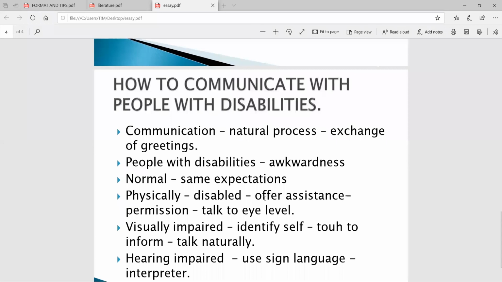Okay, so you explain that, and then maybe normal people also sometimes get uncomfortable when we see them. We don't know how to approach them. We don't know how to give a proper greeting, right? So that will be the second point. Actually, you can combine them into one paragraph and then come up with another paragraph. Okay, normal, same expectation.